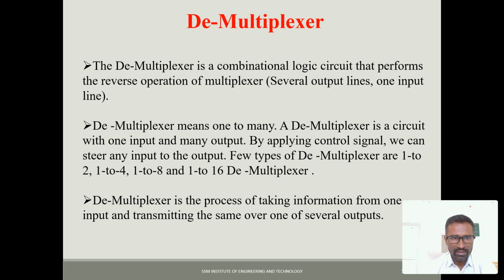It is actually the reverse operation of the multiplexer. The same kind of combinational circuit, it performs the reverse operation of the multiplexer. In a multiplexer we see many to one, here it is one to many. It is a circuit with only one input and many outputs. For example, 1 to 2 demux, 1 to 4 demux, 1 to 8 demux, 1 to 16 demultiplexers. It is a process of taking information from one input and transmitting the same over to several outputs. Let me see how it differs from the MUX.